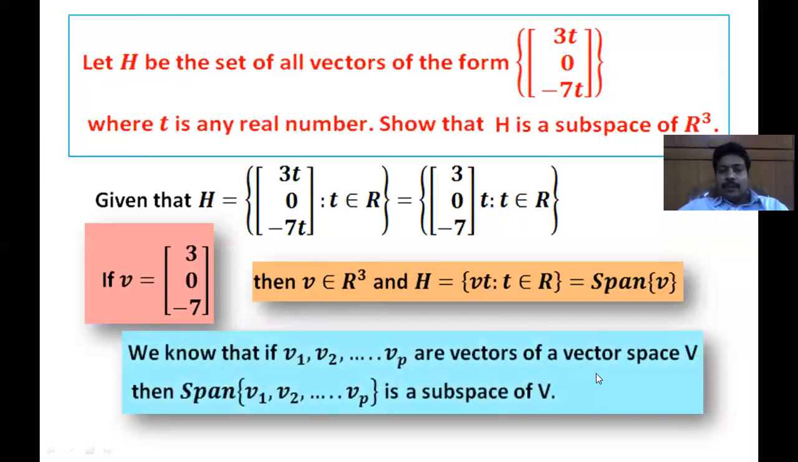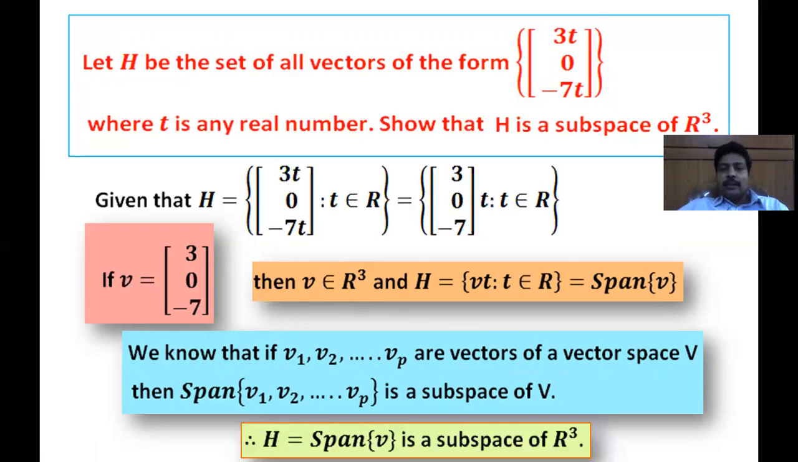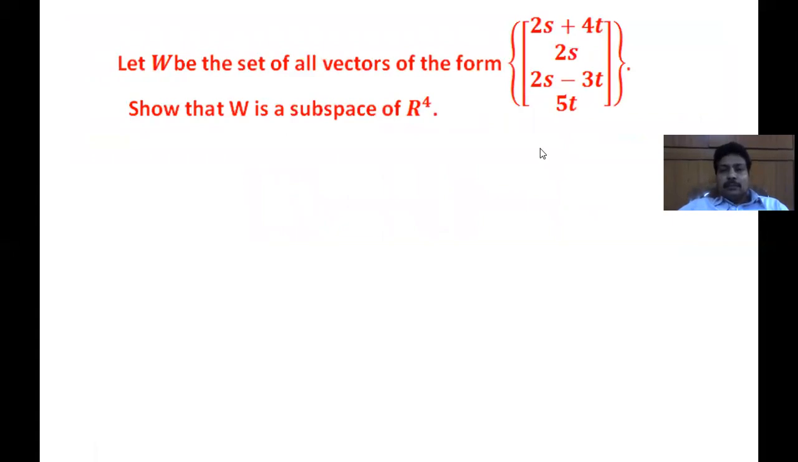So again, by our previous statement, we can say that H is a subspace of this R3, since the vector chosen is a vector of R3, and R3 is the vector space here. That is why H is a subspace of R3 using this previous statement. Similarly, we can go ahead in the case of 4 entries also.